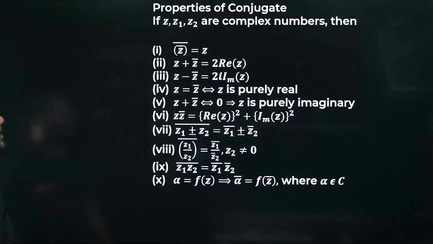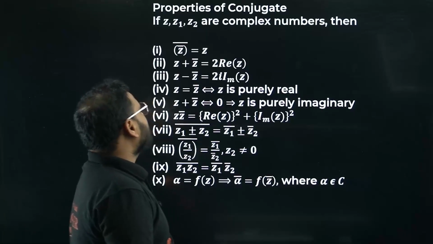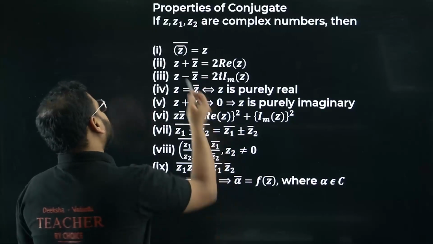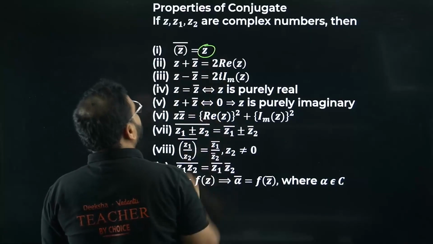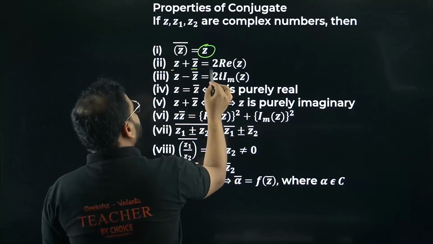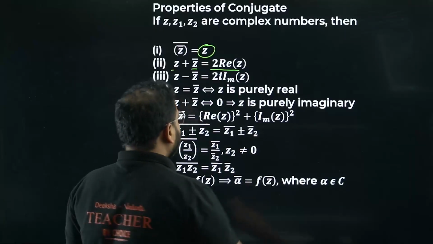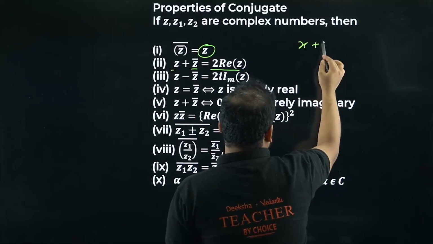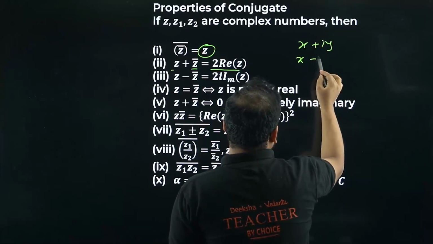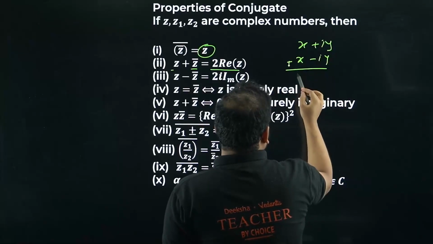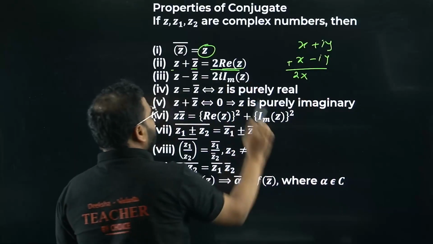So, properties of conjugate. Now conjugate: z bar bar will become z itself. z plus z bar will become 2 times the real part of z. Think about it, x plus iy and x minus iy. Add them, you'll have only 2x. That's why 2 times the real part of z.